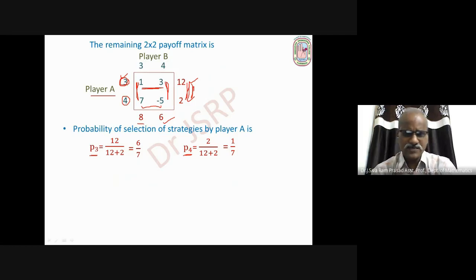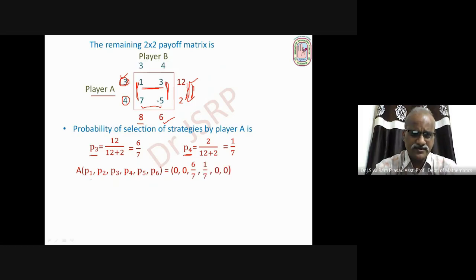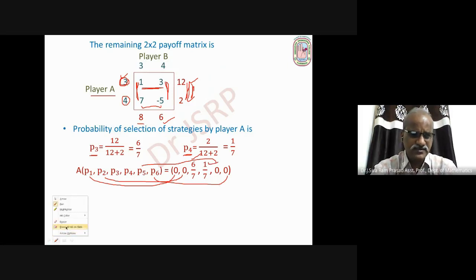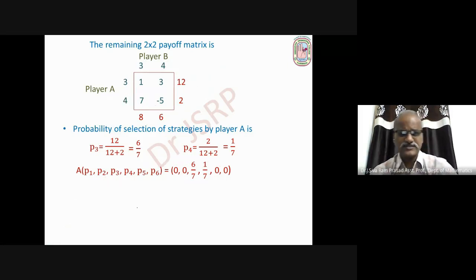Okay, so the probabilities for other strategies are 0. Therefore, P1, P2 are eliminated. For those strategies, probability 0. Okay, and P5, P6 are also eliminated. For that, probabilities are 0. So we have only P3 and P4. P3 6 by 7, P4 1 by 7. These are the probabilities of selection of strategies.